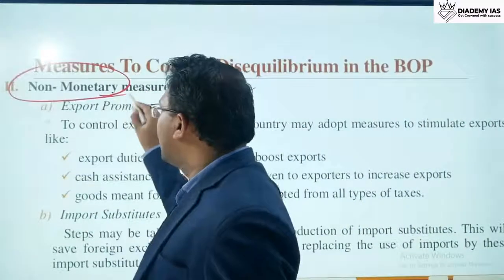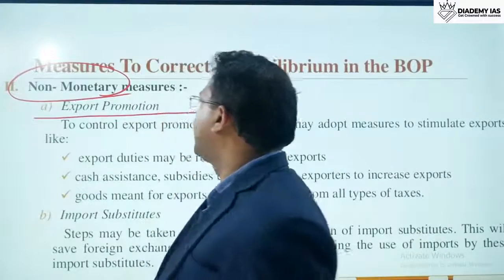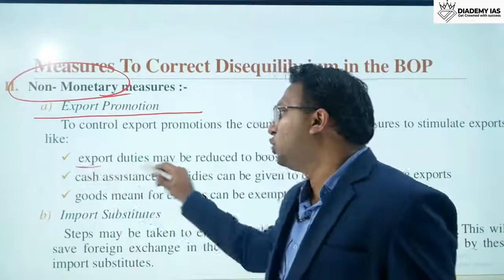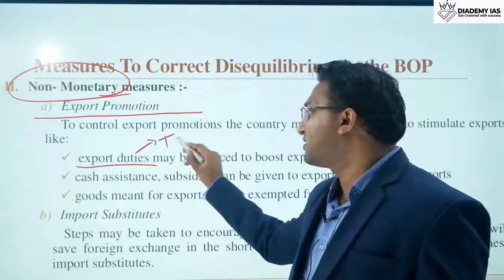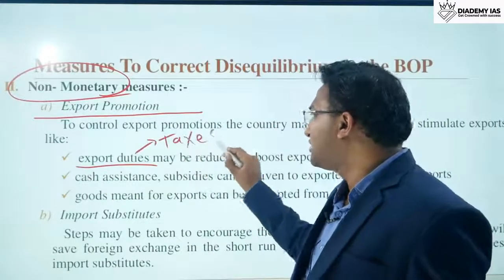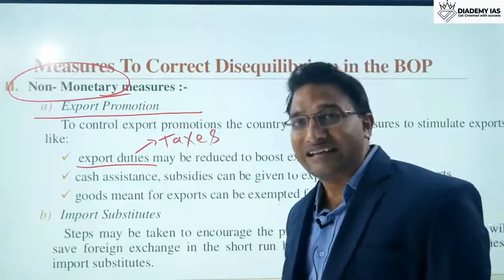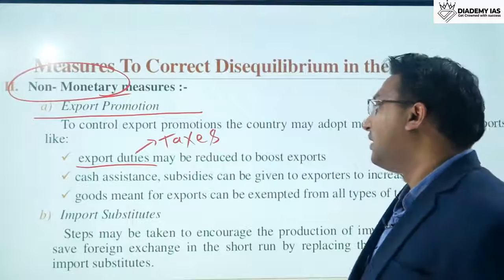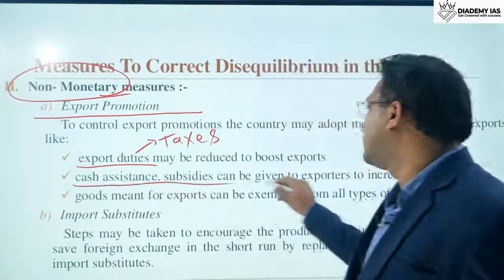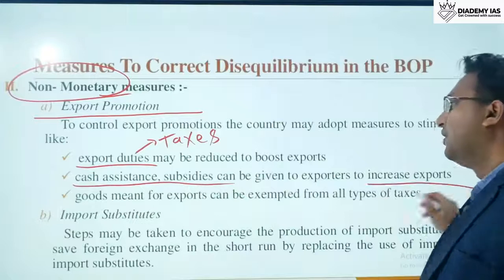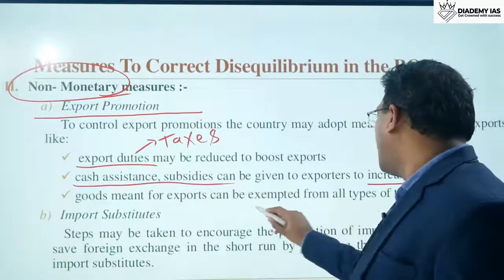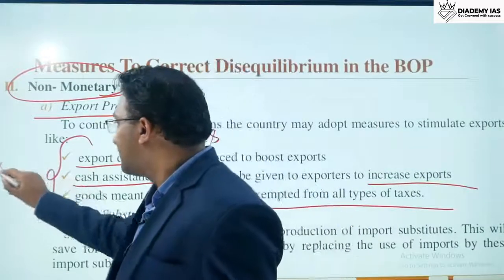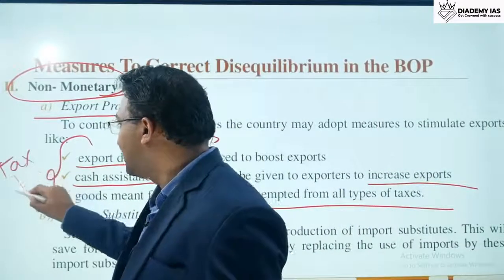In the non-monetary measures, first we should increase the export. How can this be increased? We can reduce the export duty. Duty basically means the taxes, right? So if the taxes are decreased, then the prices of export will decrease, the competitiveness will increase, and the demand for the export goods will increase. Cash assistance and subsidies can be given to the exporters to increase the export. Goods meant for export can be exempted from all types of taxes, right? So this basically represents that the taxes the government levies should be decreased.